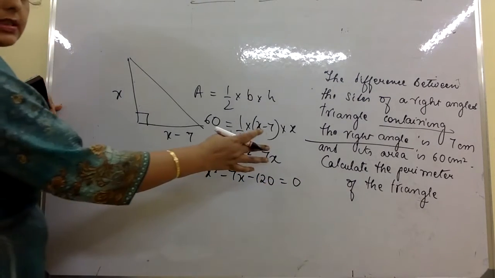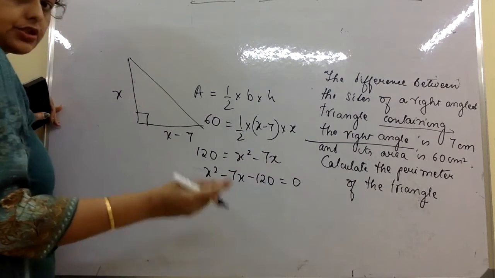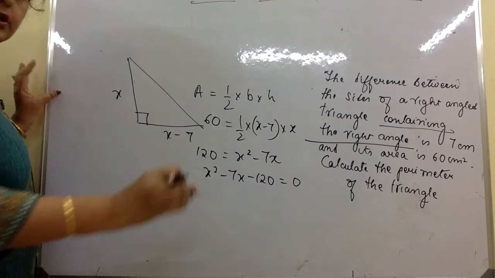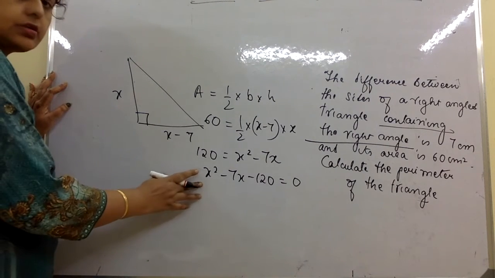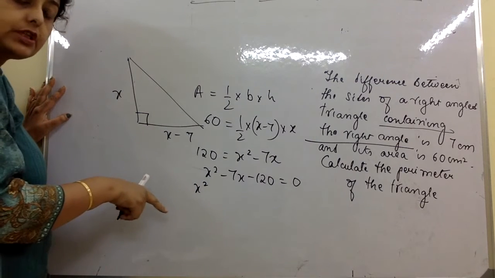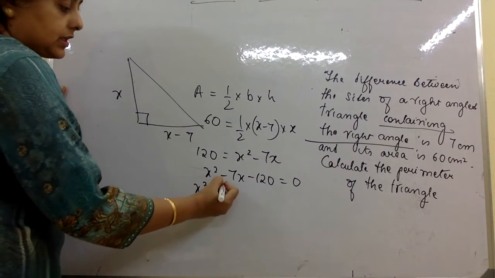Means I have shifted this that side, is equal to 0. So now I'll do middle term factorization for this. 120 can be broken as 15 into 8. If you know middle term factorization, you'll understand this. If you are not understanding this, please see my video on middle term factorization, then you'll follow. You'll find it in the playlist.